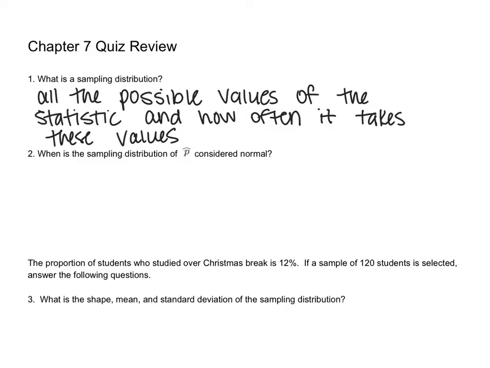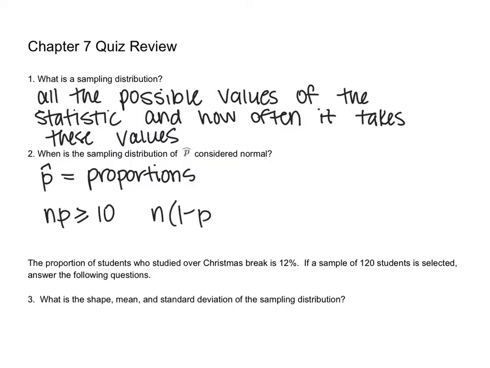So next we want to talk about specifically when the sampling distribution of p hat is considered normal. So remember, p hat represents proportions. Okay, so you have to test two things. You have to make sure that np is greater than or equal to 10, and n times 1 minus p is greater than or equal to 10. So remember, this is that 10% rule where you want to make sure your sample is at least 10% of the population.